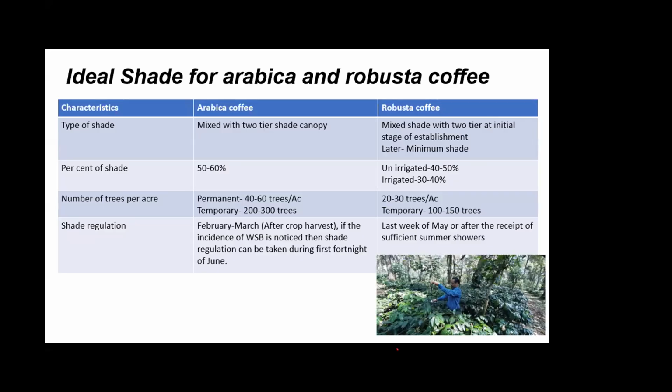So regarding shade regulation, in case of Arabica, after the crop harvest, we are recommending this because of the incidence of the white stem borer. Now you can stop shade regulation. You can take it up during the first fortnight of June. And in case of Robusta, you have to wait till the receipt of rain of 100 to 125 mm, or else you can take up shade regulation during the last week of May. And that should be completed before the onset of the monsoon.